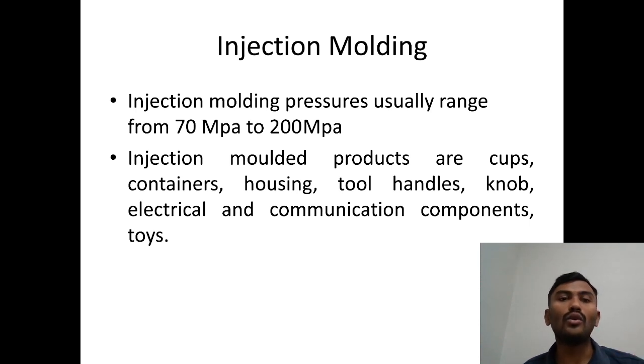Using injection molding, we can make products like containers, cups, housings, tool handles, knobs, electrical and communication components, and toys. We can make these types of products using injection molding. The injection molding process remains the same, but there are different types of injection molding.